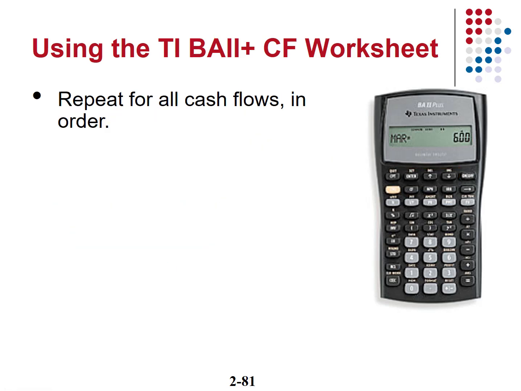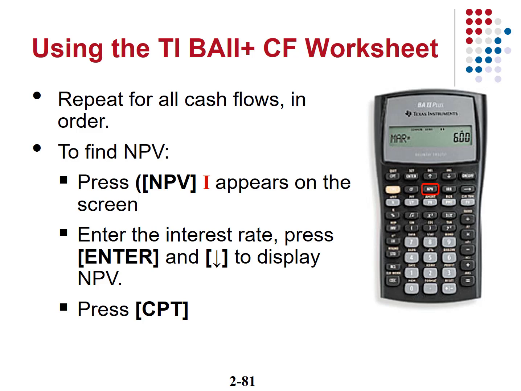To find the net present value of an uneven cash flow stream, press NPV. The display shows I is equal to 0, asking for the discount rate. Enter the rate, press enter and down. The display will show NPV equals 0. Press compute, and the computed NPV will be displayed. And we're going to walk through an example on the next slide.